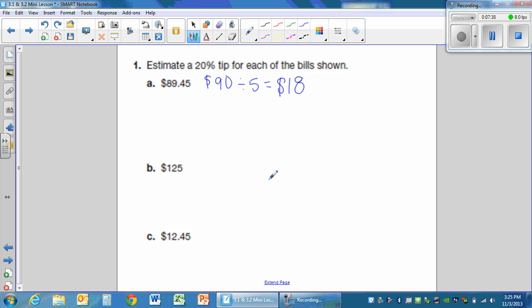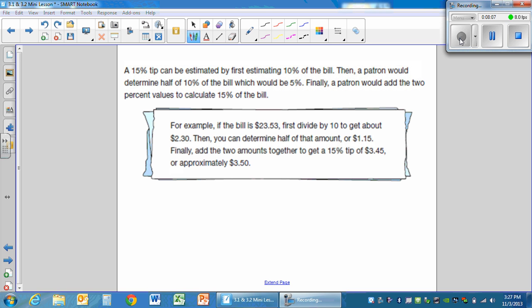Try number 1, B, and C on your own, and when you're ready, press play to check your answers. Here are your answers to 1, B, and C. Check over your work to make sure you did the problem correctly, and then we'll move on to number 2. When you're ready, press play. Before we start number 2, press pause to read this paragraph, and when you're ready, press play.